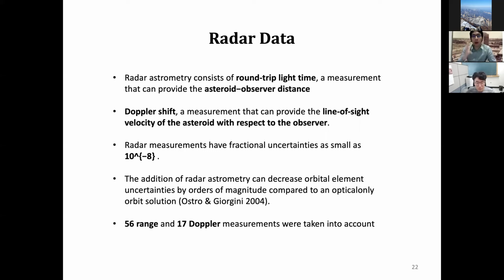When you talk about cosmological measurement, a lot of times the precision is order 1. But radar data is 10 to the minus 8. That means you have a lot of precision. And you can use range and Doppler. The first is usually the range, the second is the Doppler. So you have all of this data for these 9 asteroids. These are the total amount of data they use for these 9 asteroids.